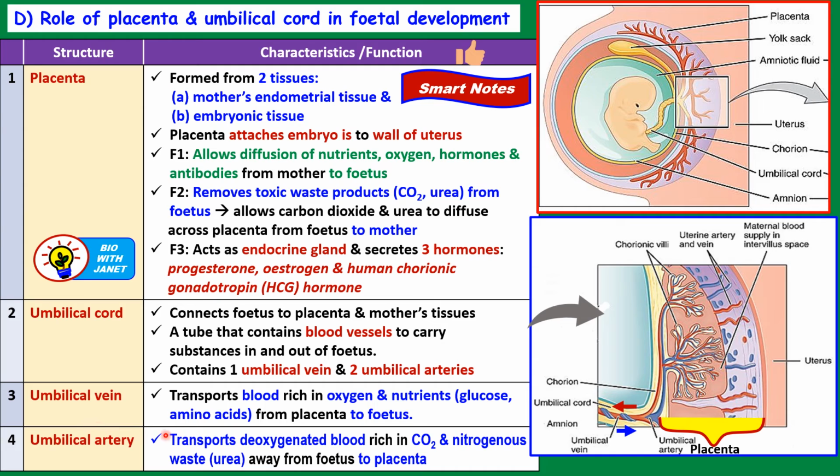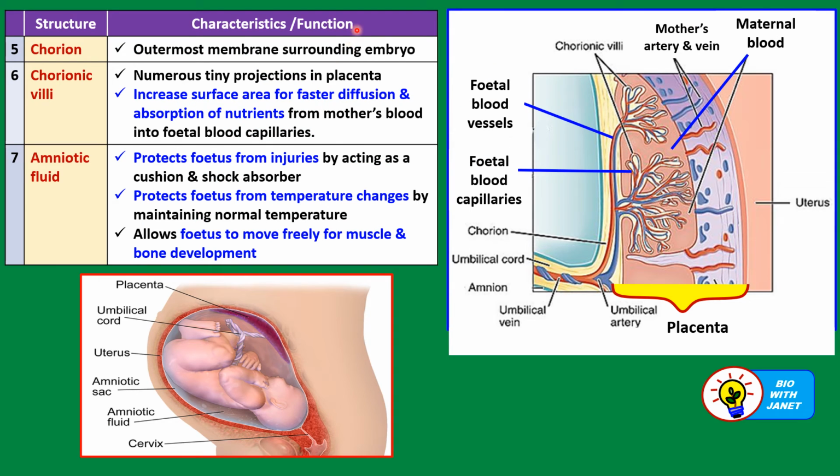Now, the function of the umbilical vein, as we discussed just now, is to transport blood rich in oxygen and nutrients such as glucose and amino acids from the placenta to the fetus. And the function of the umbilical artery is to transport deoxygenated blood rich in carbon dioxide and nitrogenous waste such as urea away from the fetus to the placenta. So continuing on with the functions of the various parts of the uterus, placenta and fetus, the chorionic villi are tiny projections in the placenta to increase the surface area for faster diffusion and absorption of nutrients from mother's blood into fetal blood capillaries.